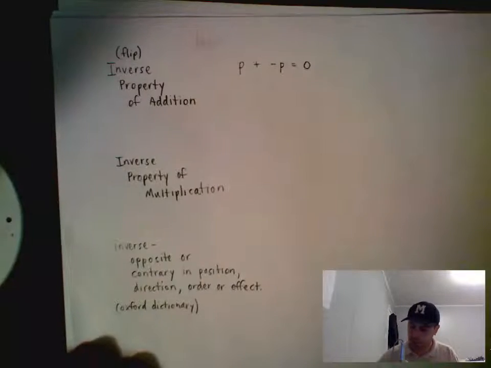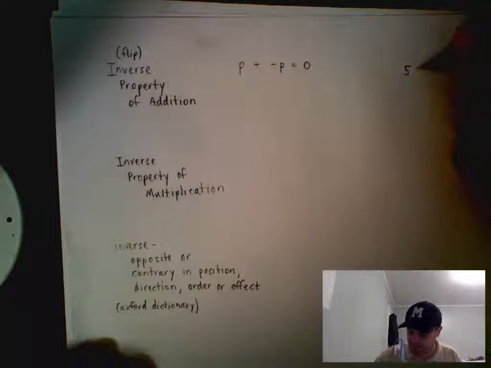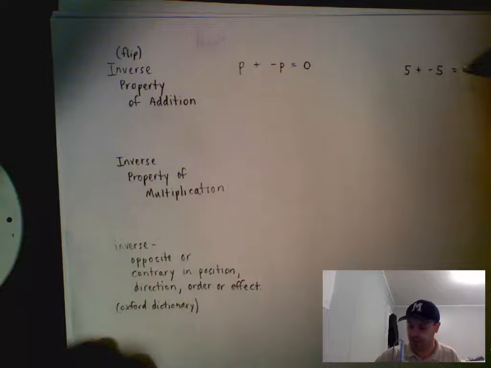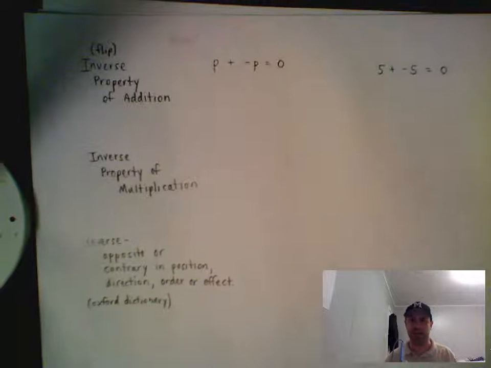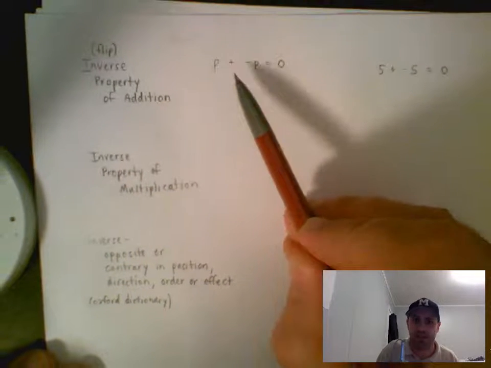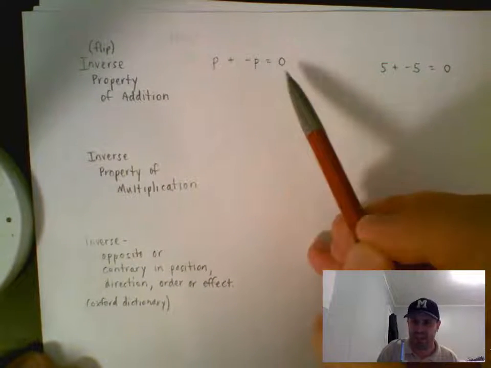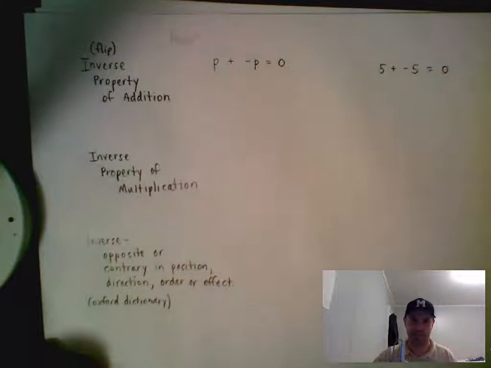If you're doing it with numbers, it would be something like 5 plus the opposite of 5. So 5 plus negative 5 equals 0. That's what we call the inverse property: the opposite, the flip, the reverse. So in addition, you have to take the positive and add it to the negative of that thing, and it gives you 0. Like 7 plus negative 7 would be 0.